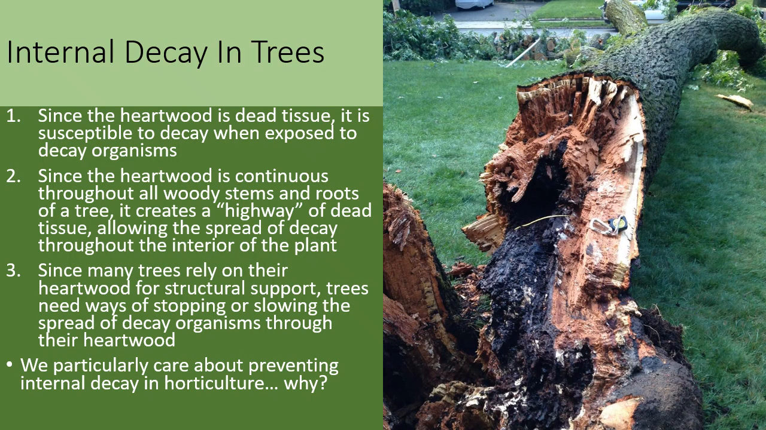So, because a lot of species rely on their heartwood for structural support, most trees need to have a way of stopping or slowing the spread of decay organisms through their heartwood, or they'll lose that structural support and then their stem can structurally fail and they can fall. We really care about preventing internal decay in horticulture for a number of reasons. I want you to think about some of them. Maybe consider this image here for a minute to help you think of some. You can even pause the video to write some down if you want.